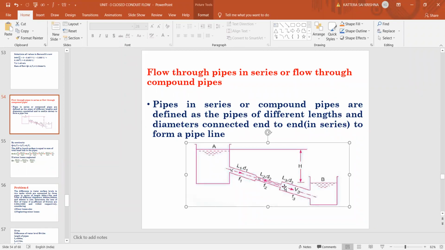Then we'll be having our frictional loss. And at the end, if you see, again, the pipe is connected to one more reservoir. So there will be loss of head because of the exit of the pipe also. The exit of the pipe also, there will be some losses.